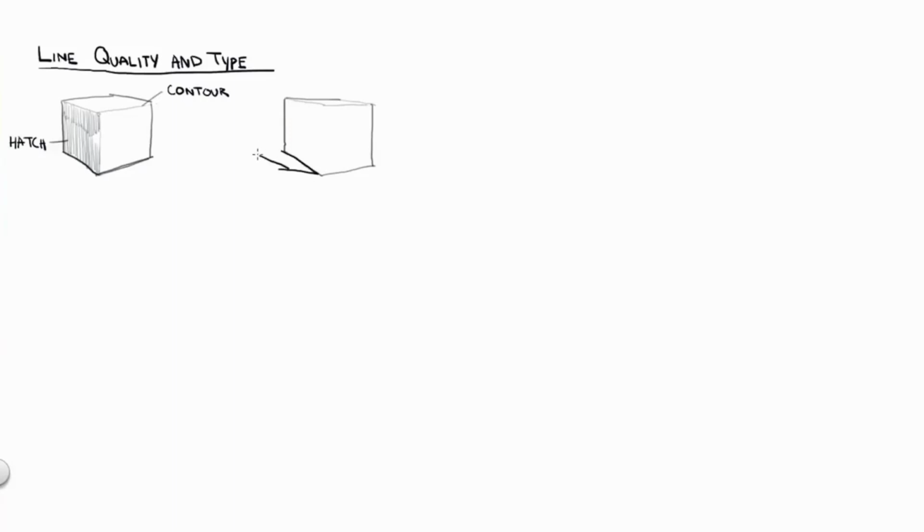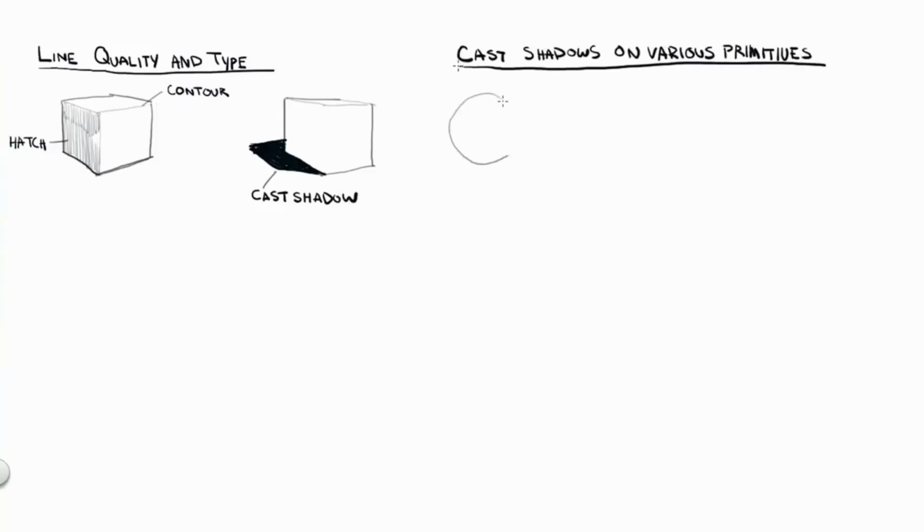Amundsen will often use a great deal of hatching and heavy line weight to indicate cast shadows, which are the shadows projected when an object occludes incoming light. Each of the primitive forms will project a different shadow shape.